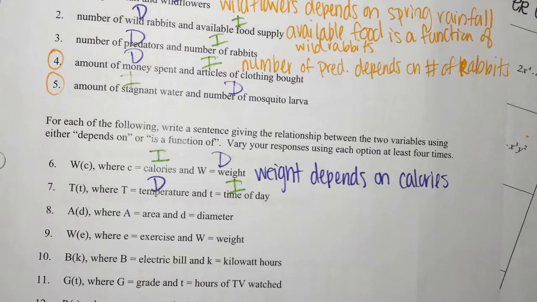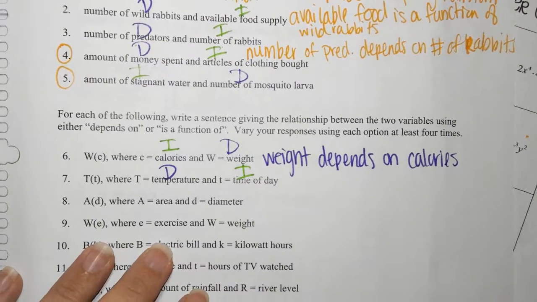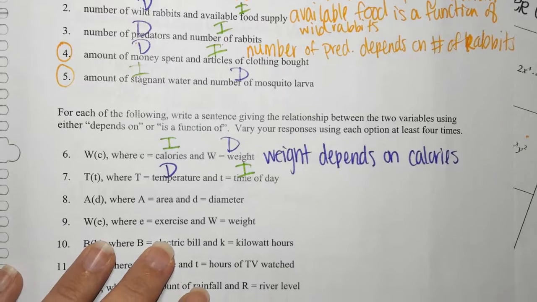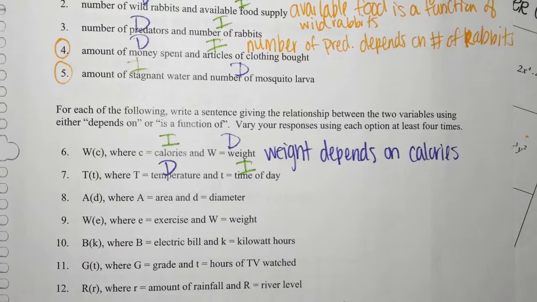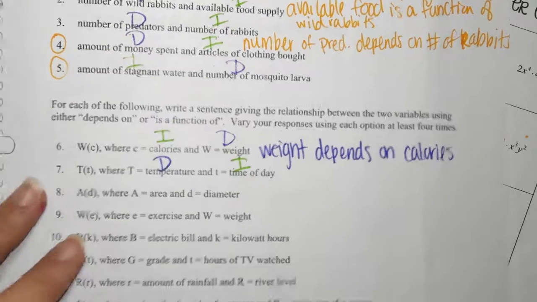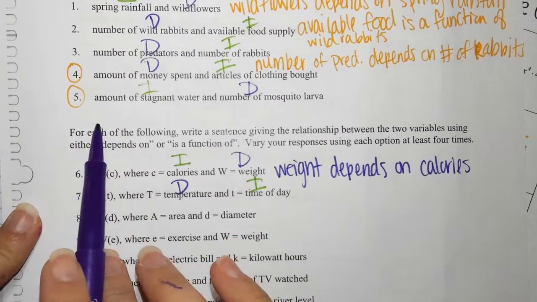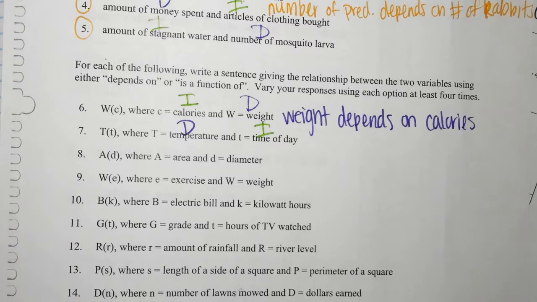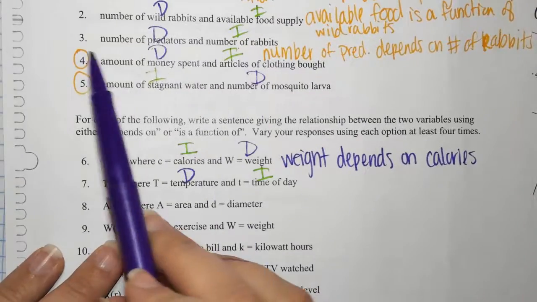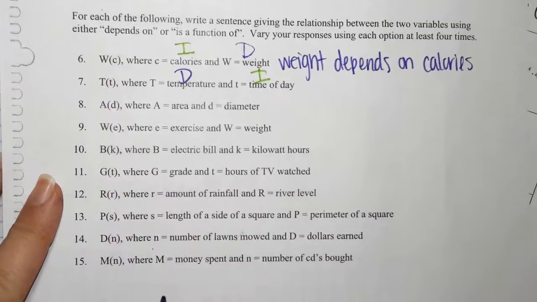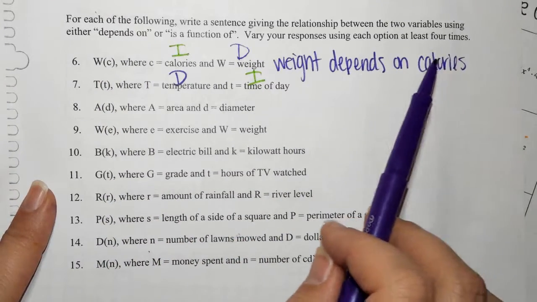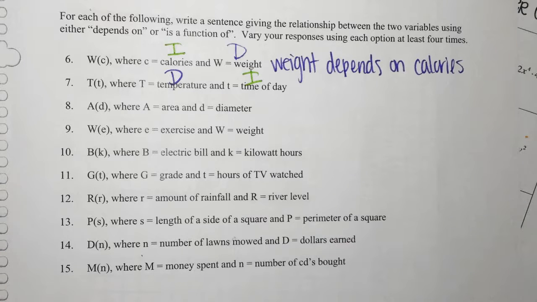It's not time to go. So tonight, you need to finish this worksheet. Yep, all of it. You need to write a sentence for 4 and 5. If you don't listen, you're not going to know how to do this. You need to label independent and dependent on 6 through 15 and write a sentence. You have to use depends on and is a function of.